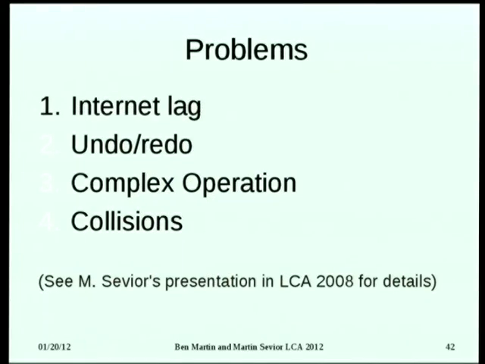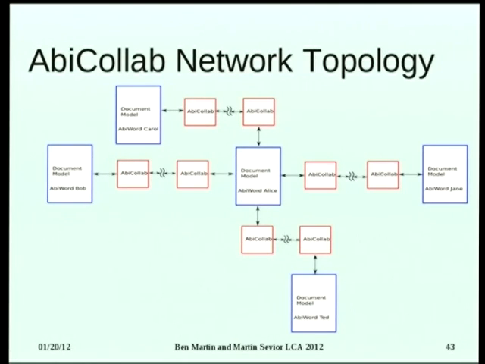Okay, so there are a number of problems that you need to overcome. It's not a trivial thing to enable real-time collaboration of a document. There's internet lag, worrying about undo, redo, worrying about complex operations, worrying about actual collisions where two operations happen on the document at exactly the same time, or at least within the internet lag time. We've worked out ways to get around all these, and I presented these back in 2008. So you can look back to that and see how that was all done.